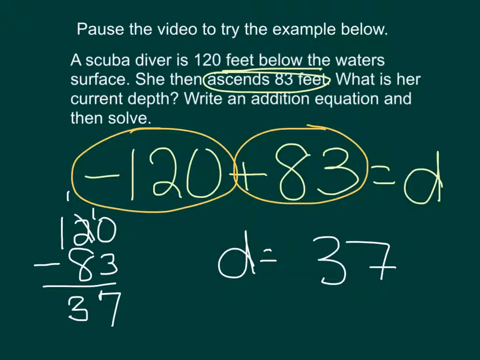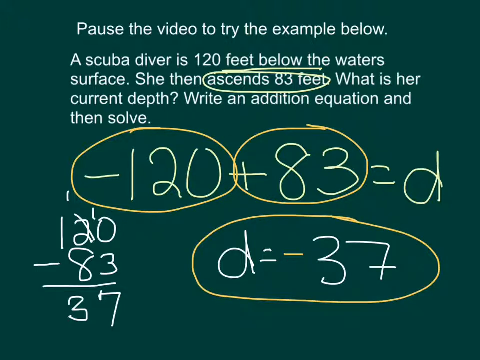So if it looks like an addition, it means a positive 83. If it looks like a subtraction, that means a negative number. So we know that 120 is greater than 83, and so the sign for 120 is negative, so our answer is negative. So our answer is negative 37.